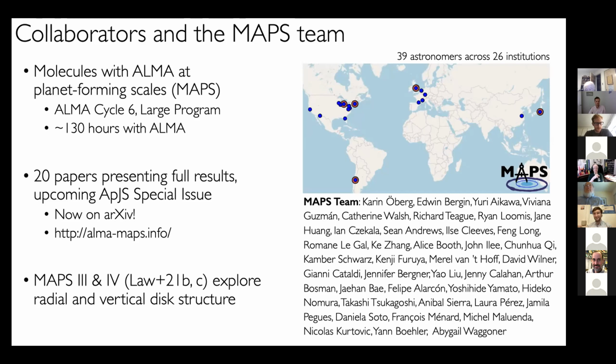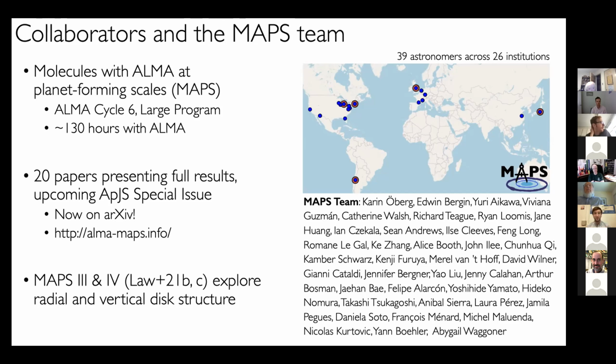And as Ryan noted, there are 20 papers now on the archive. So this is a timely talk. They've come up on archive on Wednesday. So they've all been accepted and will be coming out in a special issue for the ApJ supplement series sometime next month. So look out for that as well. We also have our website. Please check out ALMA MAPS, where you can see a summary of everything, download all the data, and I'll talk a little bit about that at the end.